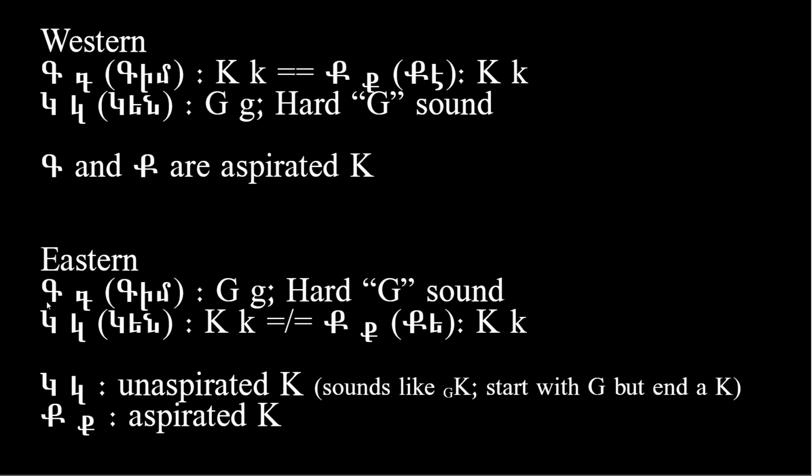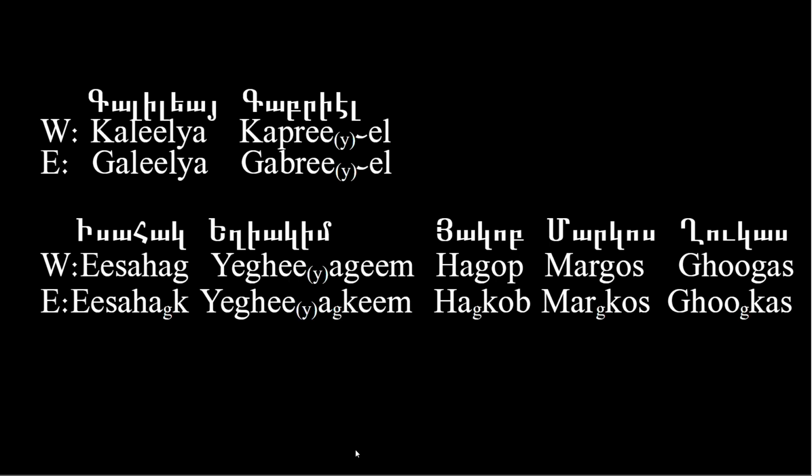While in Eastern, this letter is Gim, while this letter is Gen, so close to a K sound, but not equal to the K from the letter K. In this case, Gen would be an unaspirated K, while K would be aspirated. Let's also review the names, or in this case, we also have the name of a city. Galilee in Western Armenian is Galilia. In Eastern, it's Galilia. The name Gabriel in Western Armenian is Gabriel. In Eastern Armenian, it's Gabriel.